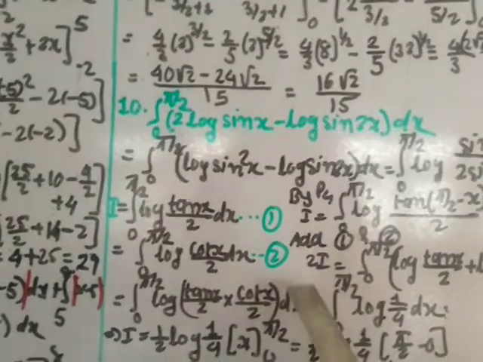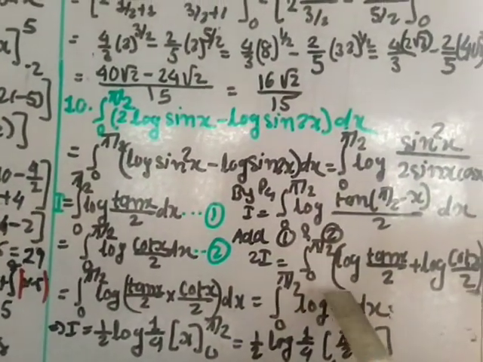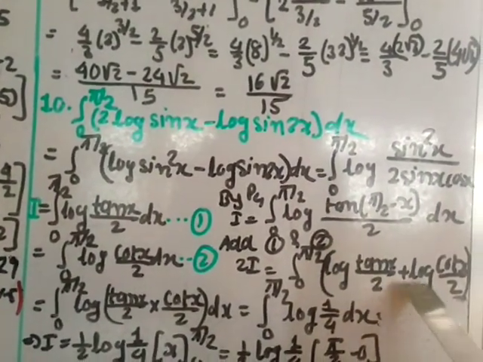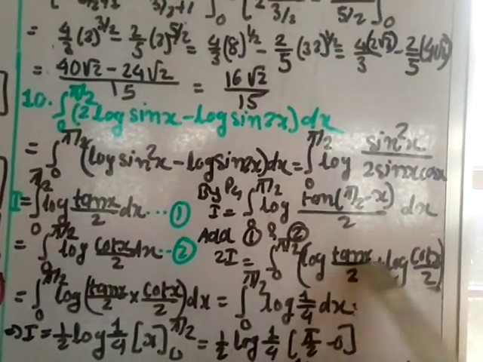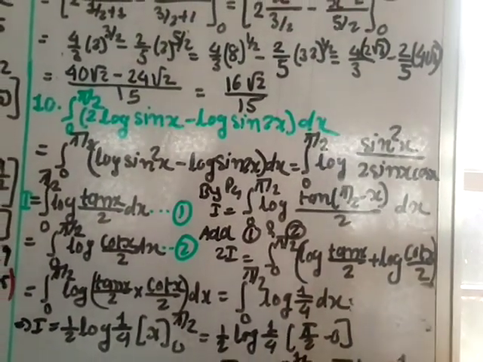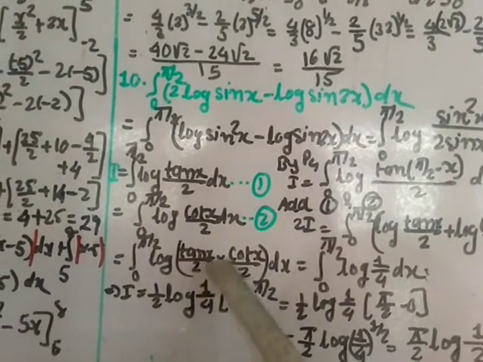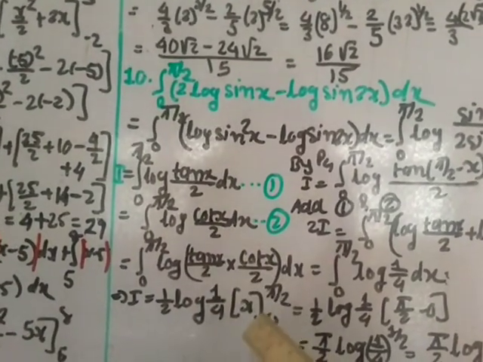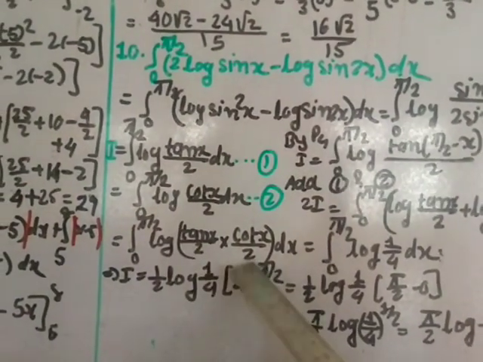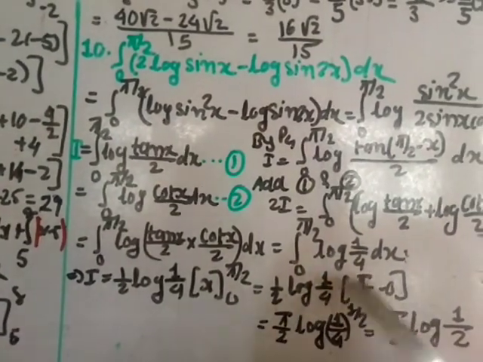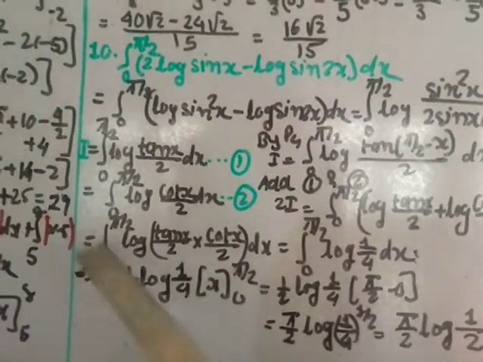So adding 1 and 2, the left hand side is 2I equal to integral 0 to pi by 2 log tan x by 2 plus log cot x by 2. Plus means you have to multiply these. Okay, that is the log property. So log of tan x by 2 into cot x by 2. Tan and cot are inverse of each other, so they will cancel. So log 1 by 4, which is a constant, take it out of the integral.